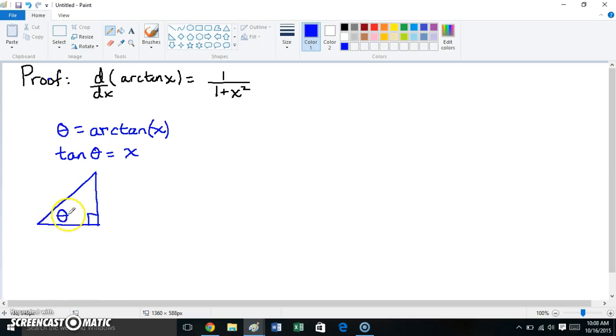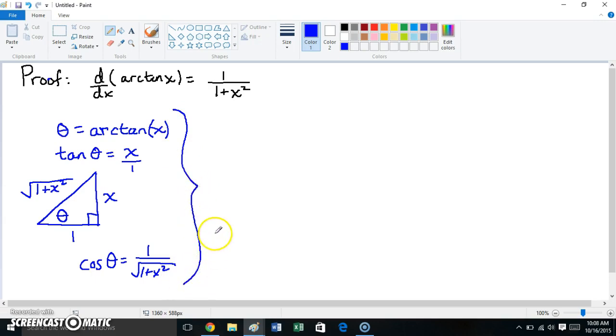With this right triangle, I have my angle theta and the tangent given as x over 1. That makes the hypotenuse the square root of 1 plus x squared. So for example, using that triangle now, I could find the cosine of theta to be 1 over the square root of 1 plus x squared. Okay. So now taking a look at the derivative of arctan of x.